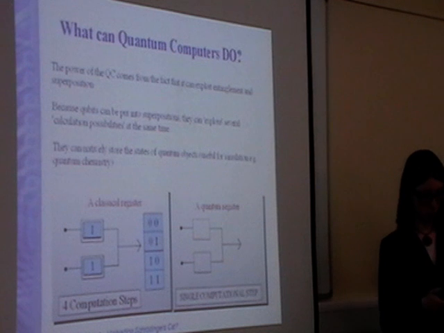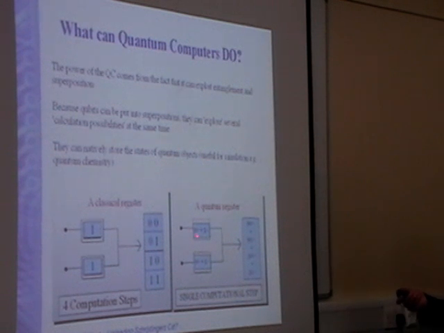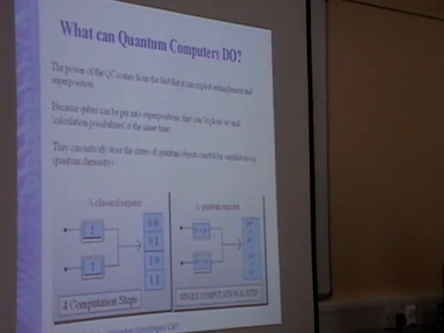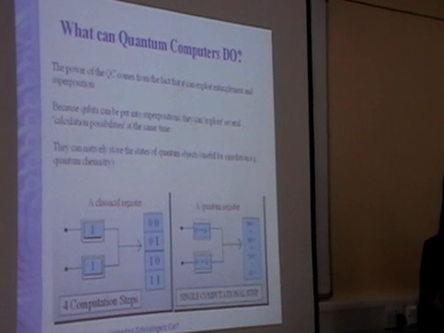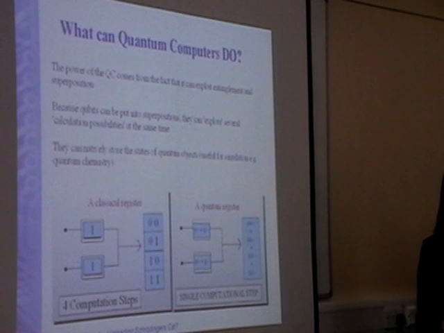If you have a quantum register, you can do it in a single computational step, because you can just take your 2 qubits and, because they're in a superposition of 0 and 1 at the same time, they can calculate all these possibilities in a single computational step. So that's a schematic explanation of where the power comes from. By exploiting this superposition of states, you can do things quicker.